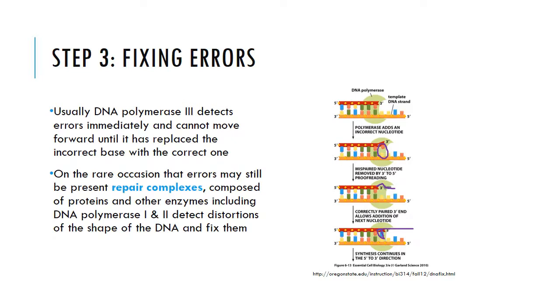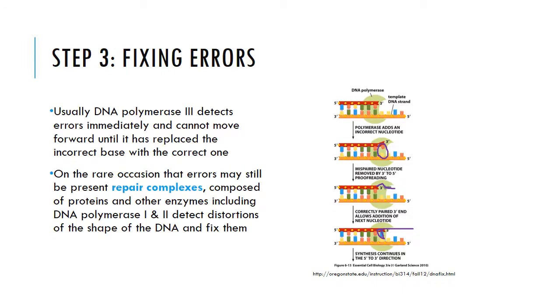Sometimes, however, on rare occasions, those mistakes may be missed as the DNA polymerase 3 is progressing. And what happens is we send, along any new DNA strand, what we call a repair complex. And the repair complex has a lot of proteins and enzymes, including DNA polymerase 1, which we mentioned already, and DNA polymerase 2, both of which can detect these errors and can take out the nucleotides that are incorrect and put the correct nucleotides in, seal them back up with some ligase, and then the DNA is good to go.